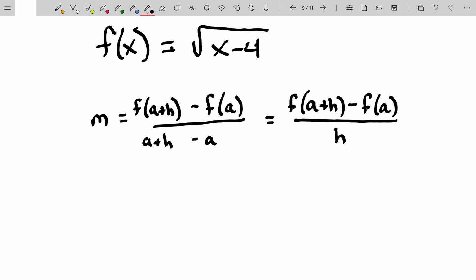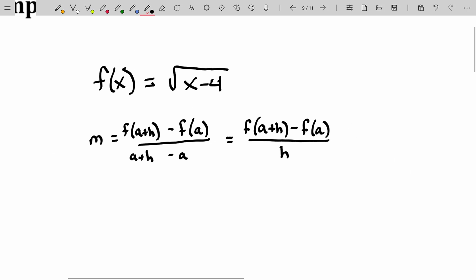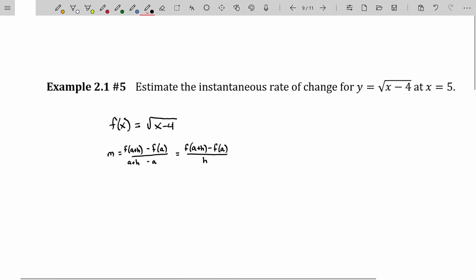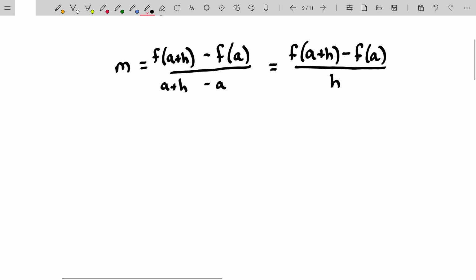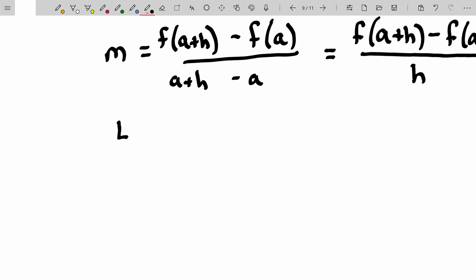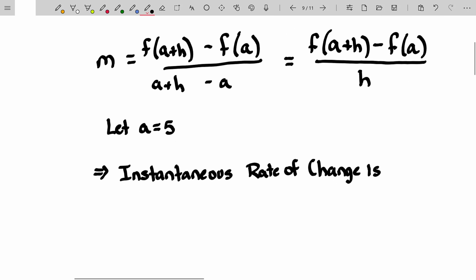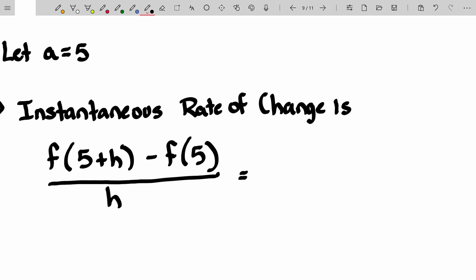But the question is, what is a and what is h actually? Well, a is our anchor point. It's where we're trying to approximate the slope of the tangent line. If you look at the question, the anchor point is this guy right here. We're anchoring at x equals 5. That's where we want to find the instantaneous rate of change. So we're going to go ahead and let a equal 5. And this tells us that the instantaneous rate of change at a equals 5 is the following.